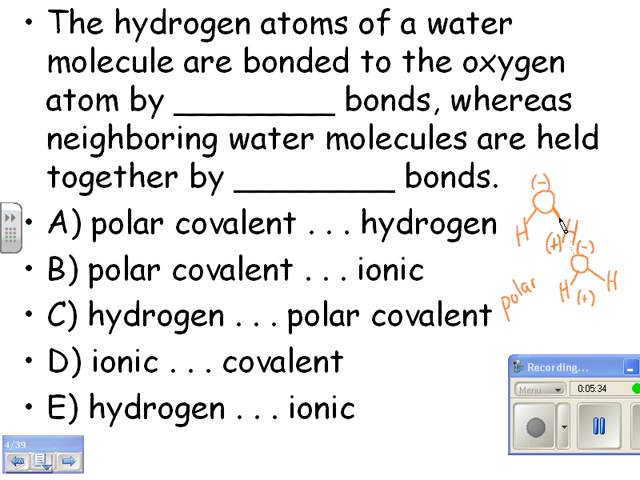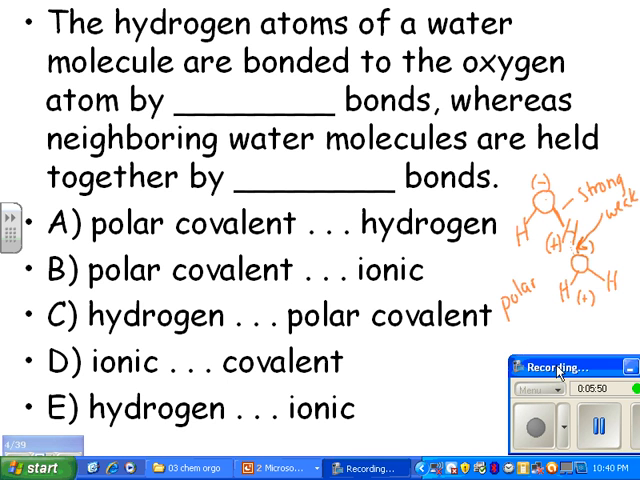But the interaction between this oxygen and this hydrogen is very strong. That's a covalent bond. So that's a strong bond. This bond in here is a weak bond. And I can draw that out maybe a little bit better for you.